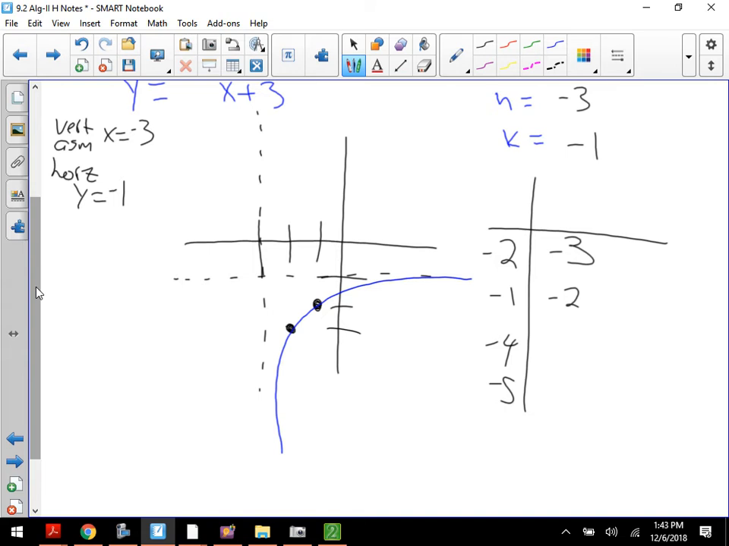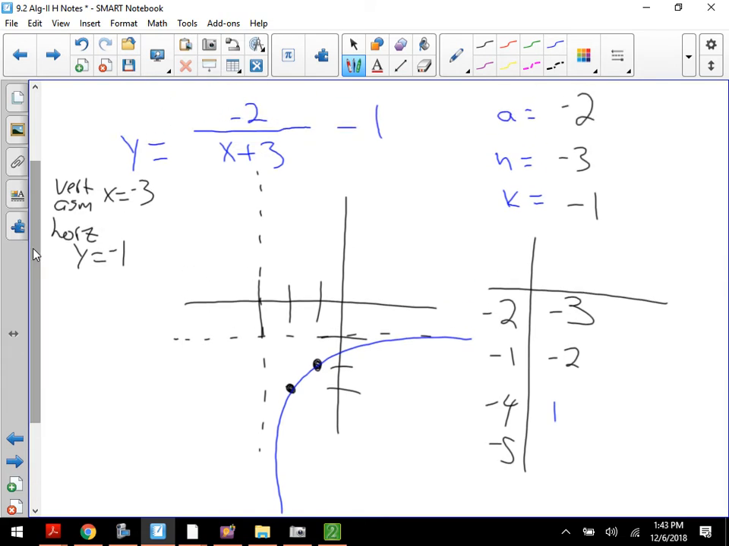Go to the other side. What's -4 plus 3? 1. What's -2 divided by -1? 2. What's 2 minus 1? So at -4, we're at 1. What's -5 plus 3? What's -2 divided by -2? What's 1 minus 1? 0. So now you can see that's moving this way.